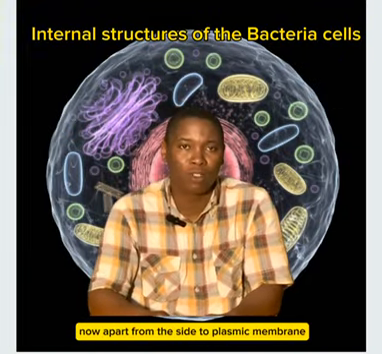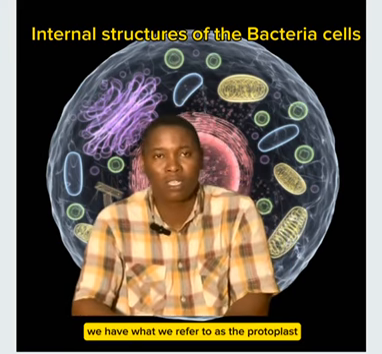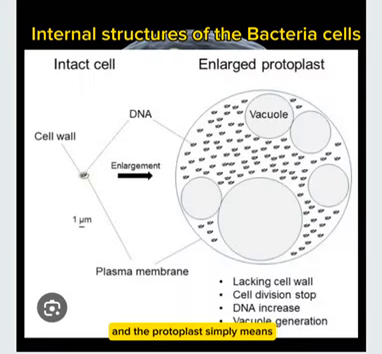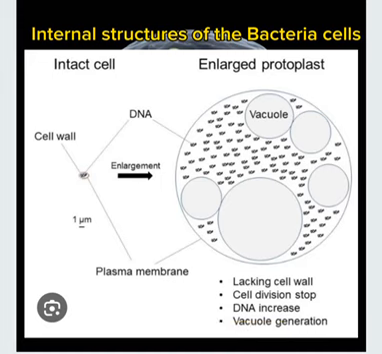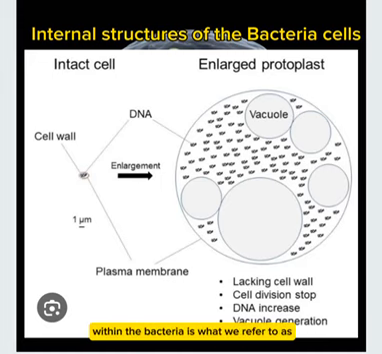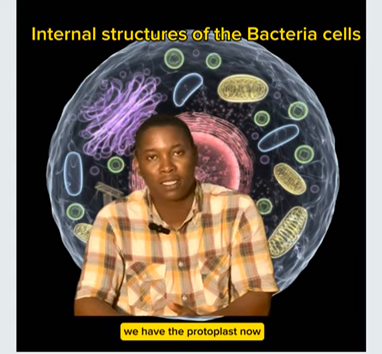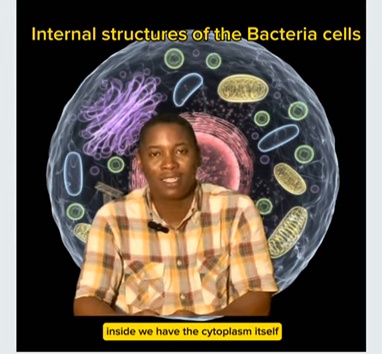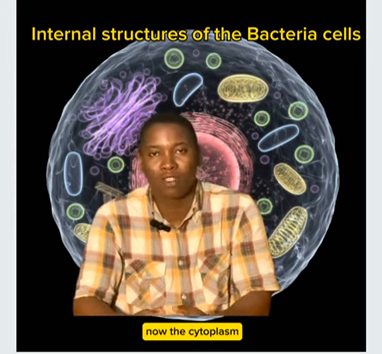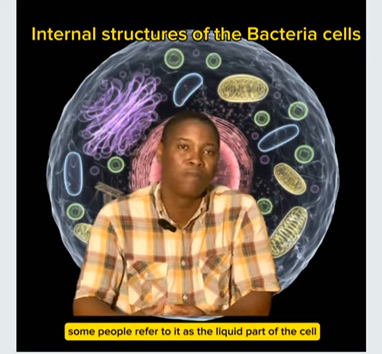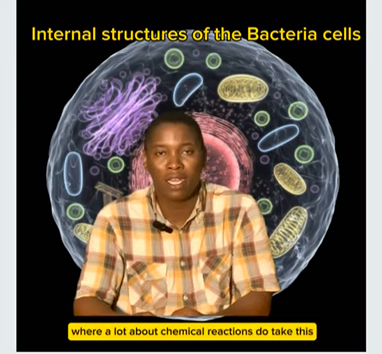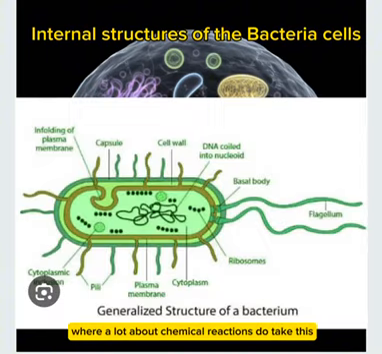Now, apart from the cytoplasmic membrane, we have what we refer to as the protoplast. The protoplast simply means the cytoplasmic membrane together with the cytoplasm. All that structure together within the bacteria is what we refer to as the protoplast. So we have the cytoplasmic membrane, we have the protoplast. Now, when we go further inside, we have the cytoplasm itself. Some people refer to it as the liquid part of the cell, where a lot of biochemical reactions take place.